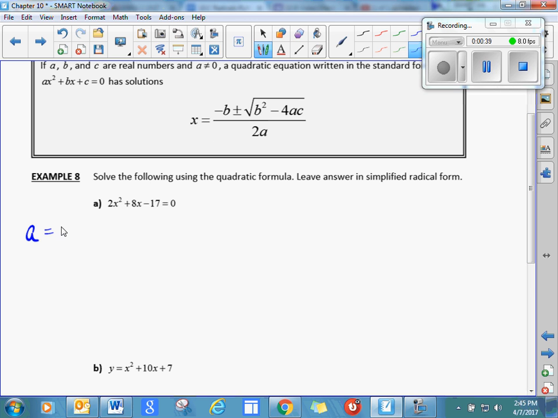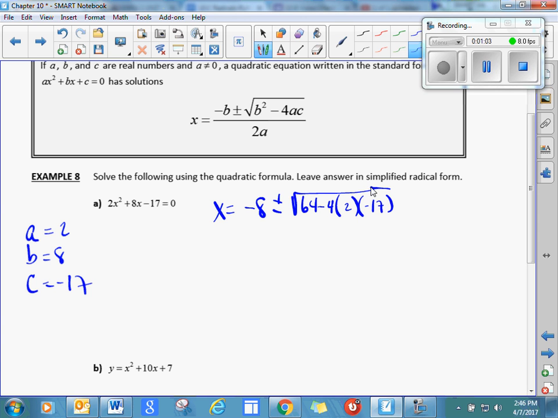We practice here. A is 2, B is 8, C is -17. And when we start filling in the quadratic formula, we get x is equal to -8 plus or minus the square root of b squared, 8 squared, minus 4 times a times c, all over 2 times 2, which is 4. So don't be plugging this in your calculator. This is for you to work by hand. We're not going to get the decimal answer from the calculator this time.